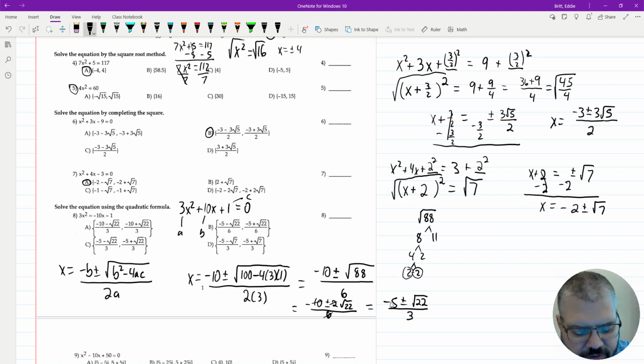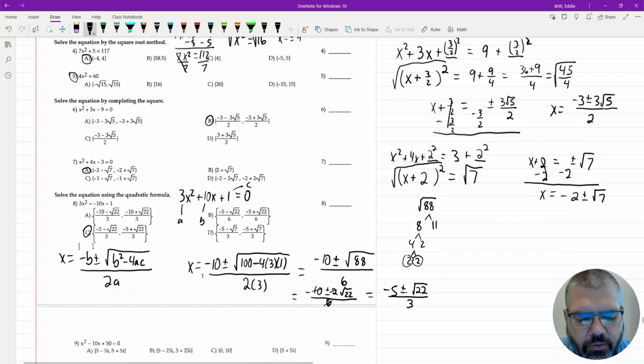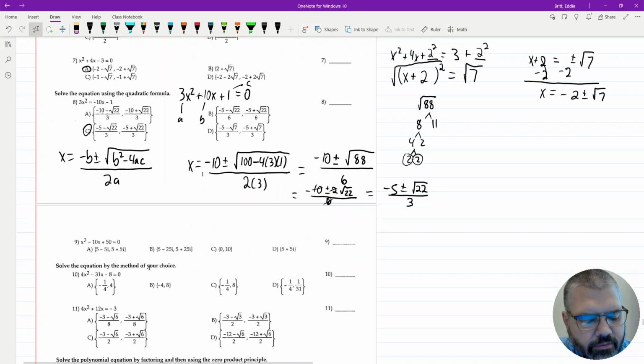So I'm looking for the two answers, negative 5 plus the square root of 22 over 3 and negative 5 minus the square root of 22 over 3. Alright, and you can see that is going to be C. Alright, be careful. There's 4 different answers. A lot of them look the same. You got to make sure you choose the one that has the right answers.